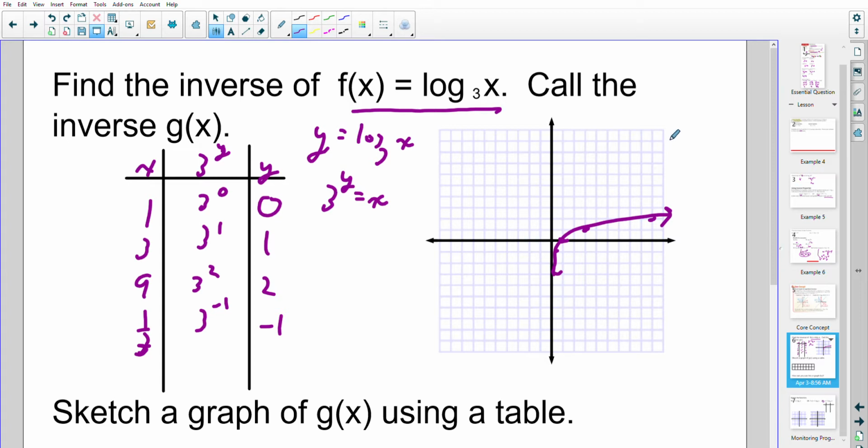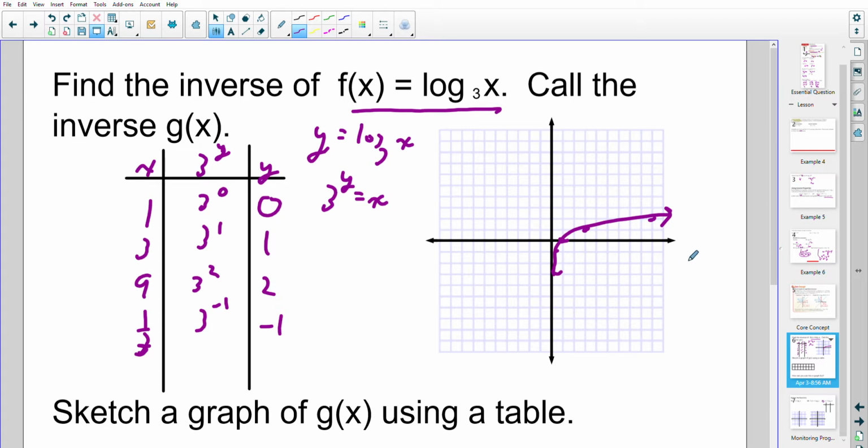The inverse would be reflected over this. In fact, what you could do for the inverse is just switch the two coordinates. So instead of 0, 1, it would be 1, 0. That point would be reflected over here, and this point would move over here, its reflection over the x equals y line. But this is pretty straightforward, finding how to graph a log equation.